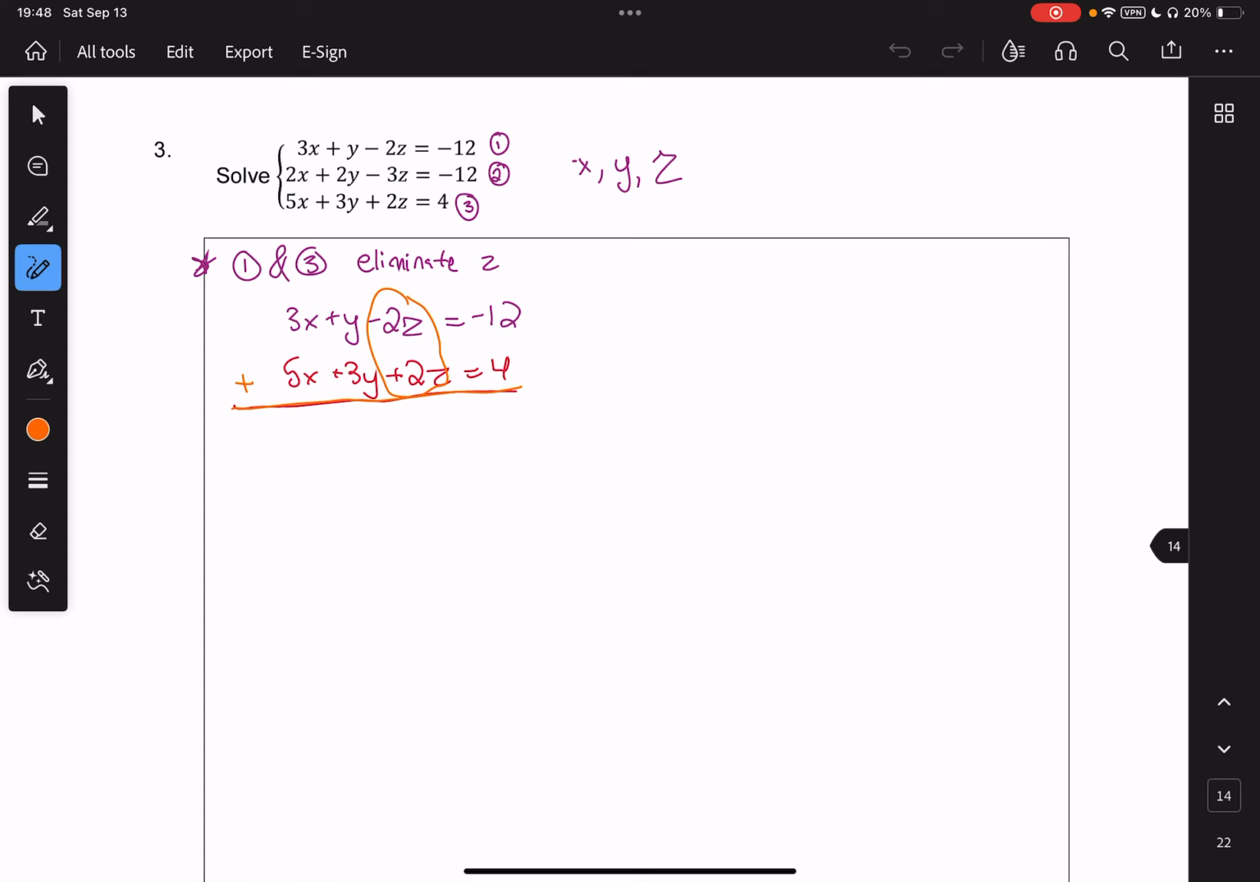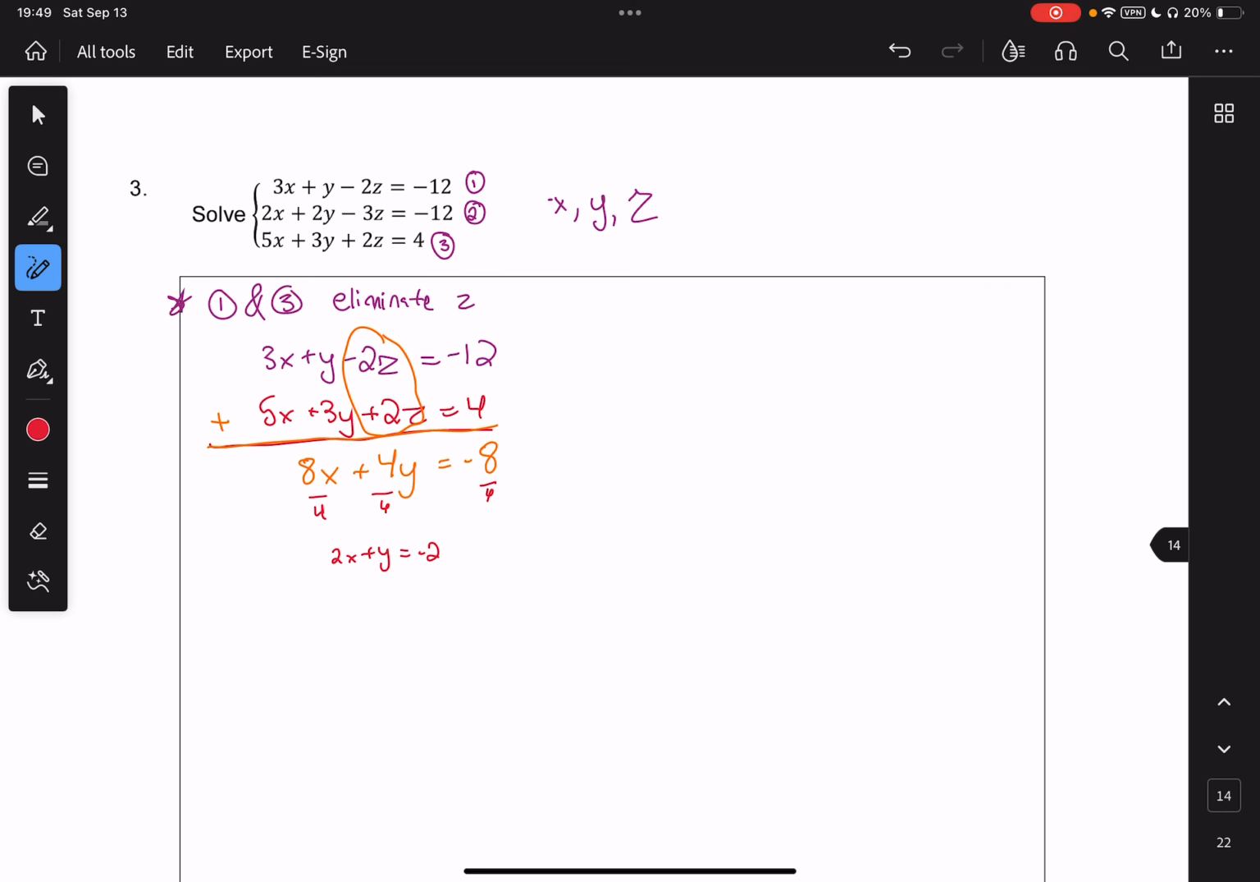So when we add, we get 5x plus 3x is 8x, 3y plus y is 4y, and negative 2z plus 2z is 0. And then 4 plus negative 12 is negative 8. Okay, so this is our equation, and we can't do anything more to simplify this, so let's just leave it here for now. If we really want to simplify it, we could divide by 4, and then we would get 2x plus y equals negative 2. That's the only simplification we can do. We can't solve for our variables.